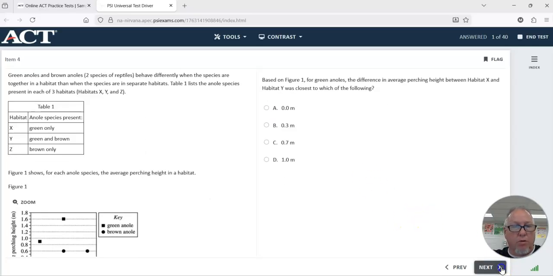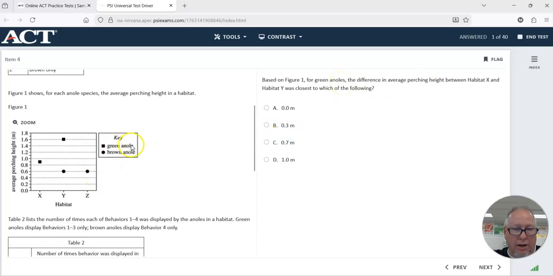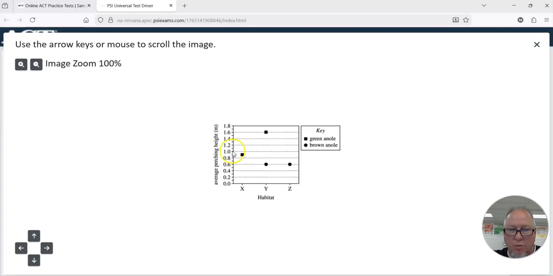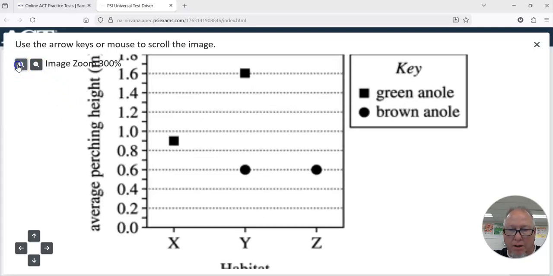If I move forward to question 4, this is another one that requires simple math. In this particular one, it's asking you about green anoles and their perching height. So you have to read this data table to realize green anoles are here, and you're supposed to compare the x to the y and what the difference in perching height is. You can zoom in on this question if you want to and make it bigger.